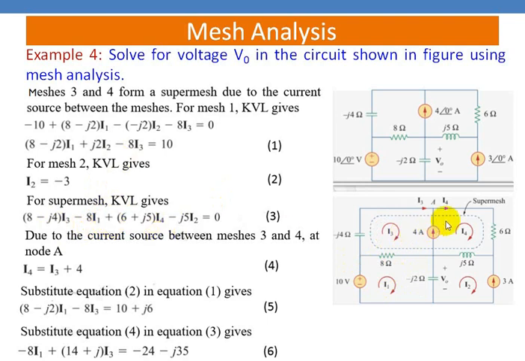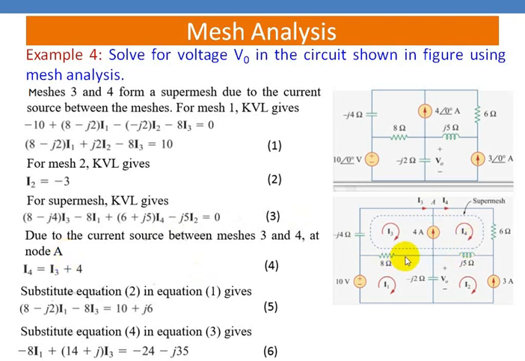Then coming to this mesh, for current I4 you have to add all the resistances and reactances in this mesh, that is 6 plus j5 into I4. Then you have to find out which element is common between this mesh and another mesh. So only this element is common between this mesh and the second mesh. Therefore, you have to write current I2 as minus j5 ohms. So the minus sign is because these two currents are opposite.